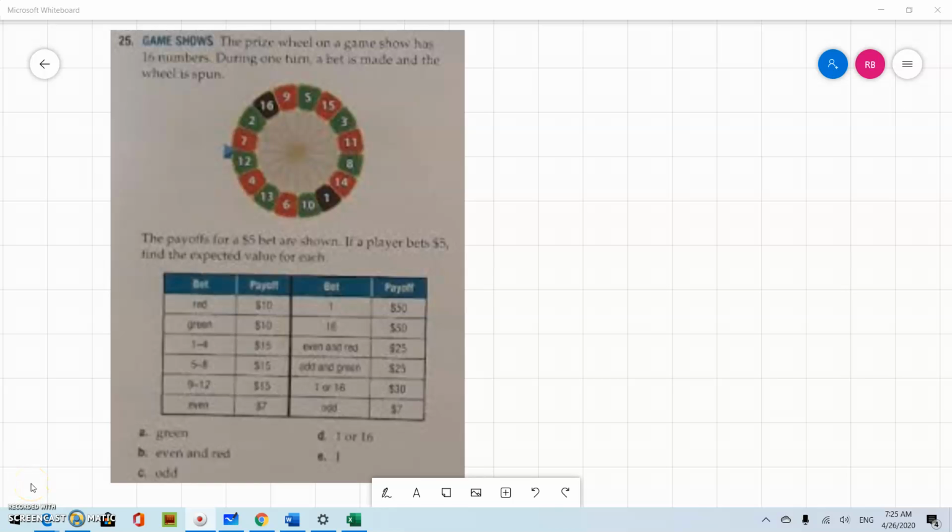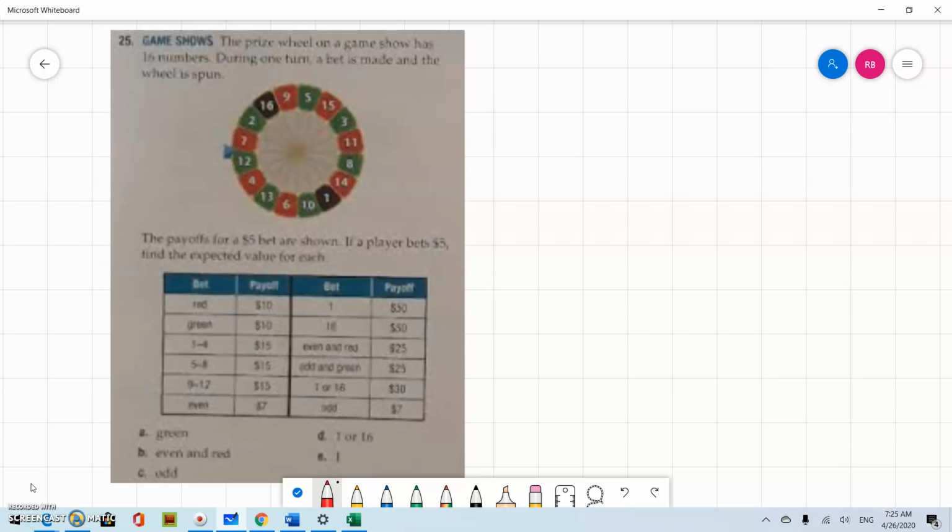So let's go to number 25. I think if you don't understand this problem, this question could be a little bit hard, even though it's not necessarily a difficult question. So let's look at this together. So it's like it's a wheel, right?